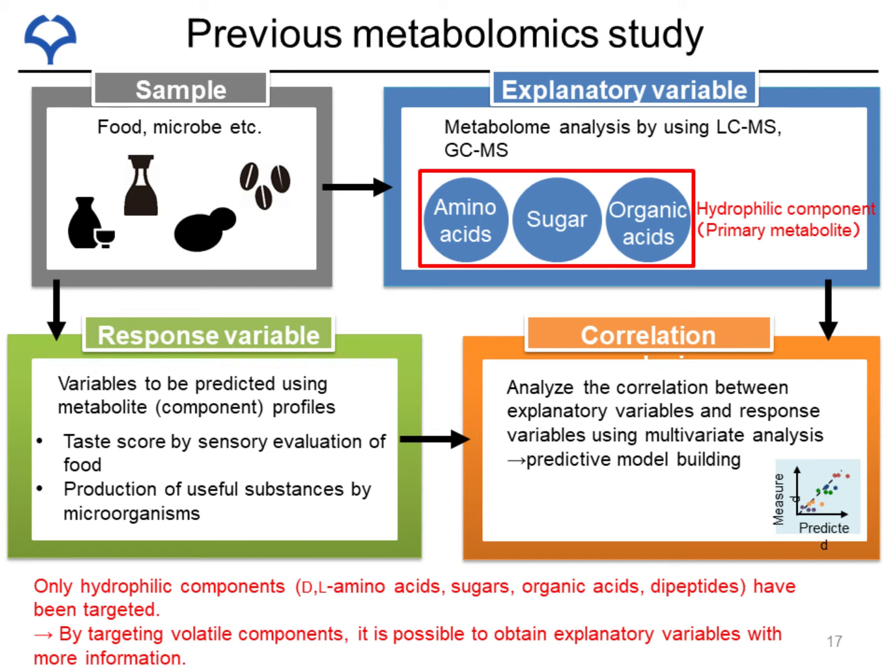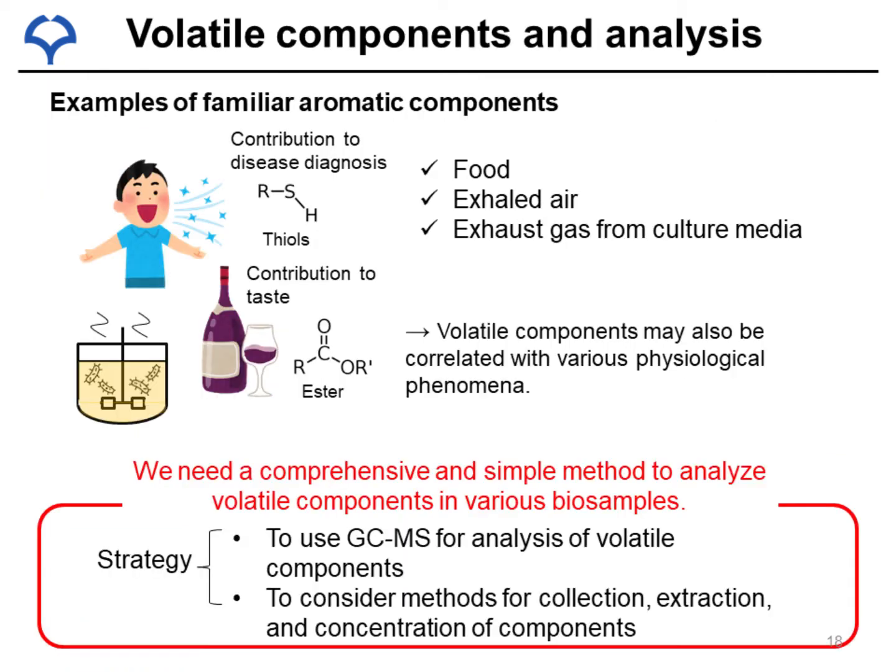Previous metabolomics research has focused on hydrophilic components. But in order to obtain more informative explanatory variables, it will be necessary to include volatile compounds in the target. Volatile compounds are found in our daily lives, such as in food, exhaled air, and exhaust gas from culture media. Therefore, since volatile components may also be correlated with numerous physiological phenomena, we need a comprehensive and simple method to analyze volatile components in various biosamples.